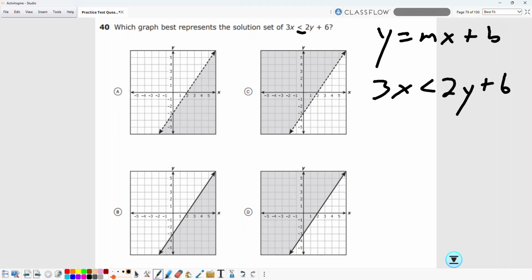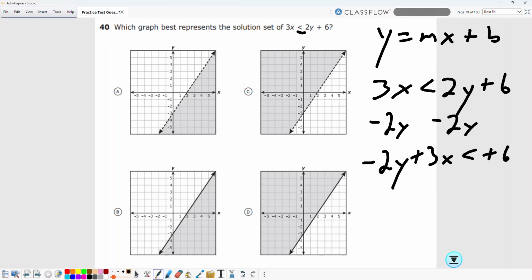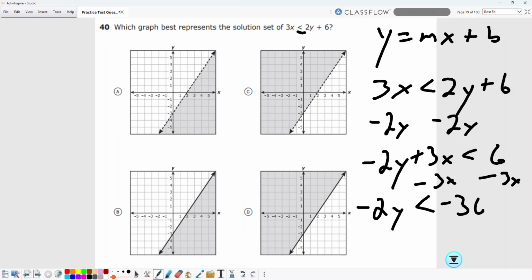Well, let's get this y and then the inequality and then the rest. So let's subtract 2y from both sides. So negative 2y plus 3x is less than positive 6. Well, we don't really need that positive in there. It's just 6. Okay. Well, let's get the x on the right. Subtract 3x. Subtract 3x. So we have negative 2y is less than negative 3x plus 6.